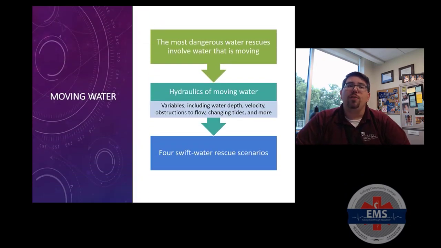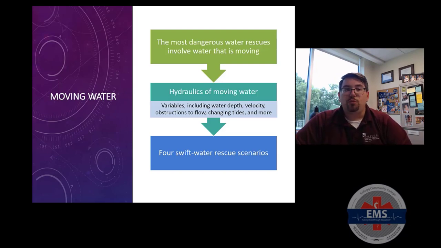When it comes to moving water, we know the most dangerous water rescues involve water that is moving, water that has kinetic energy. We know that the hydraulics of moving water have a lot of variable components in regards to how you will be able to safely rescue that individual. These include things like water depth, the speed or velocity of the water, any obstructions to the water flow, changing tides, rip currents, and more.